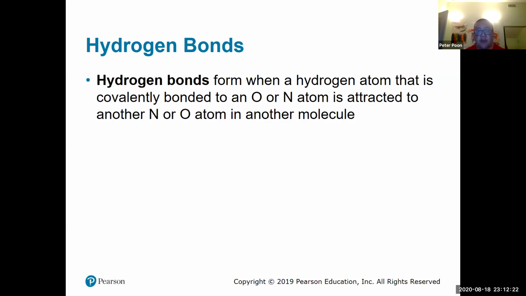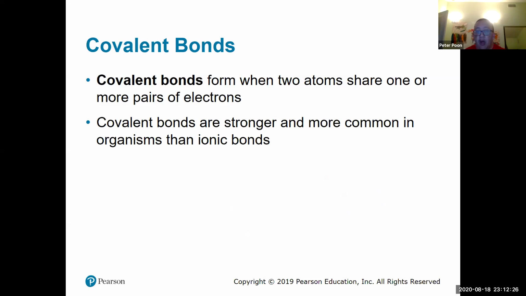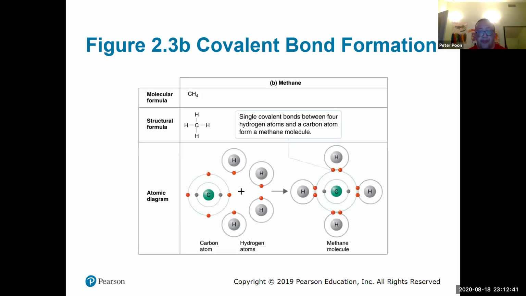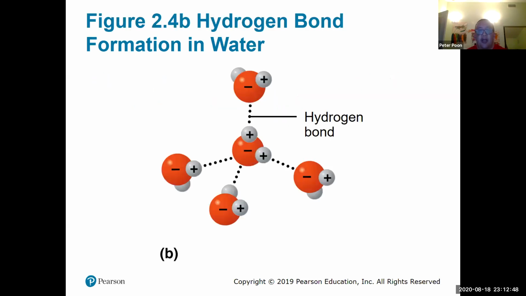Sorry, covalent bonds are much stronger. It actually takes a lot of work to break a covalent bond. It's relatively easy to break an ionic bond. It's about 10 times weaker, if I recall. Hydrogen bonds are even weaker than that. These are hydrogen bonds.